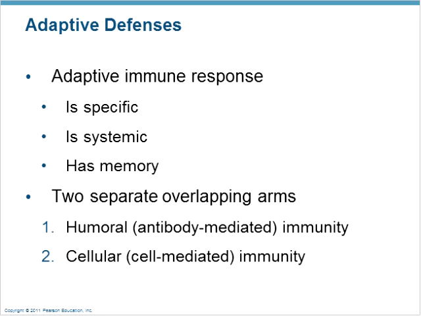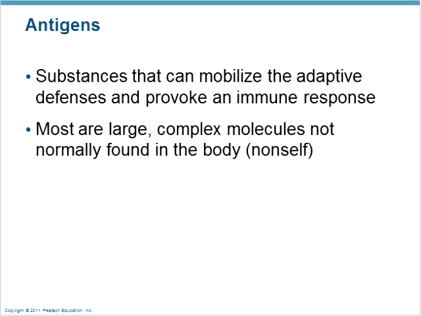There are two separate overlapping arms, if you will, or layers of adaptive defense. There's a humoral, which is antibody mediated, and there's a cellular response, which is cell mediated. The antibody mediated response is primarily B lymphocytes. B as in boy, lymphocytes. And the cellular response is phagocytes. We talked about macrophages and neutrophils. But as far as the specific part of that, that would be T cells, T as in Tim. And we'll talk about each one of those as we go through the next few slides.